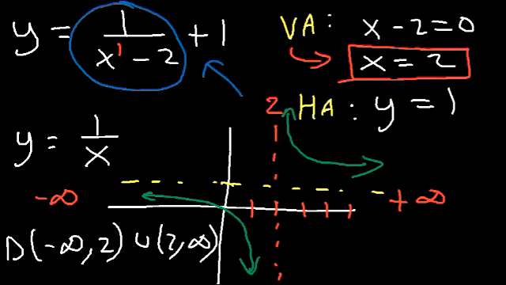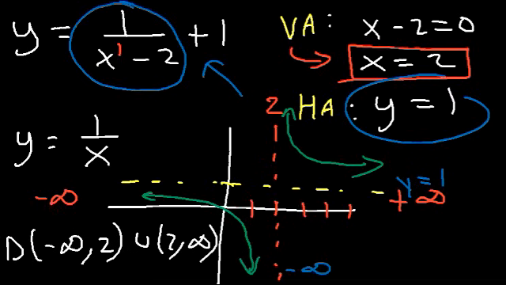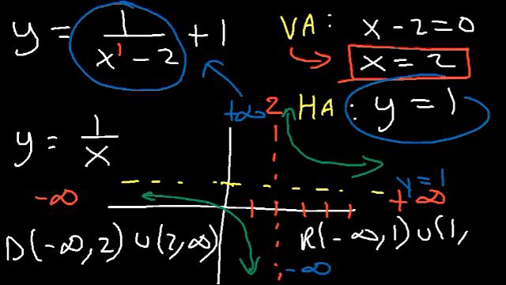Now for the range, we need to remove the horizontal asymptote, which is y is equal to 1. The lowest y value is negative infinity, the highest is infinity. But y will never be 1, it's never going to touch the horizontal asymptote. So the range is negative infinity to 1, union 1 to infinity.